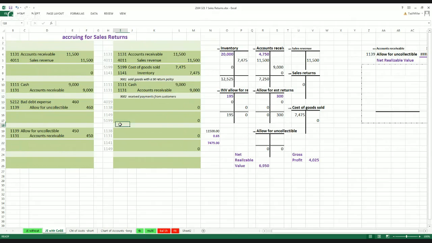Now 12/31 comes along, and I'm going to accrue for sales returns. We have a 90-day sales policy. So these people bought stuff in December. They're not going to return it. They bought it for Christmas. They're not going to return it till next year. But I want to record the negative impact of these possible sales returns in the period of the sale. I don't want to wait till they actually return the goods.